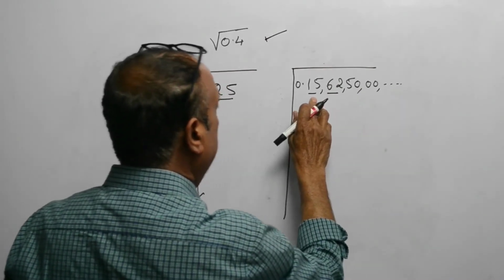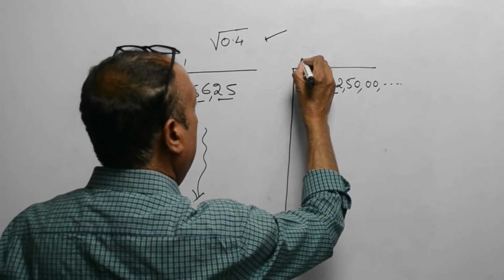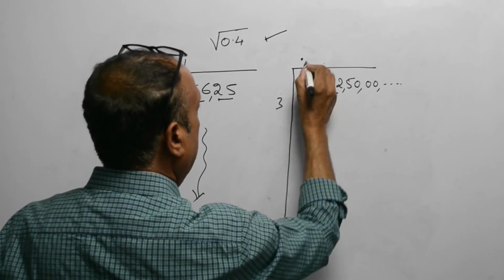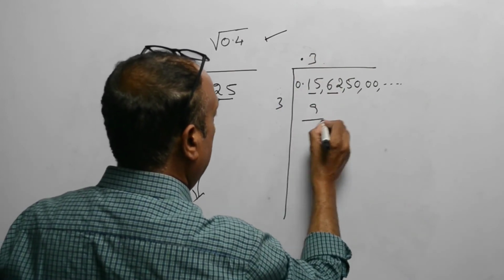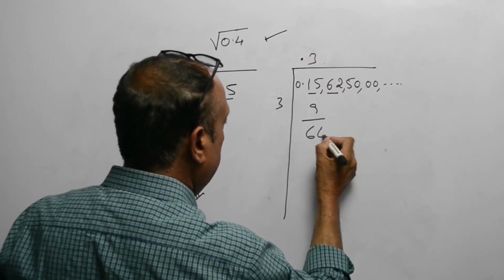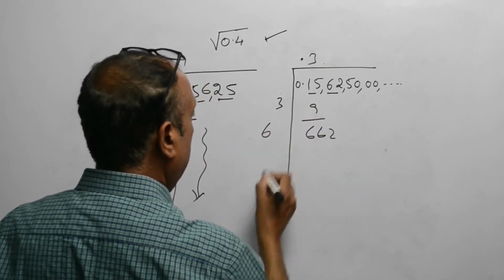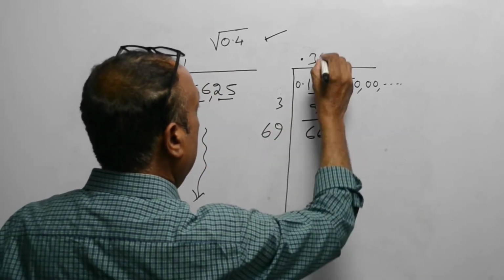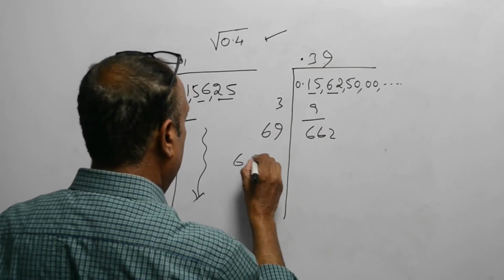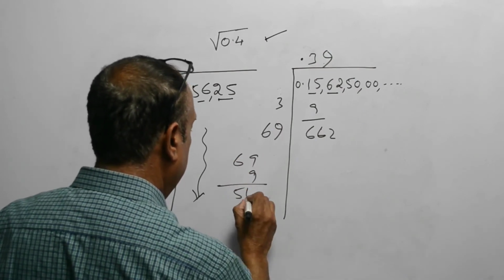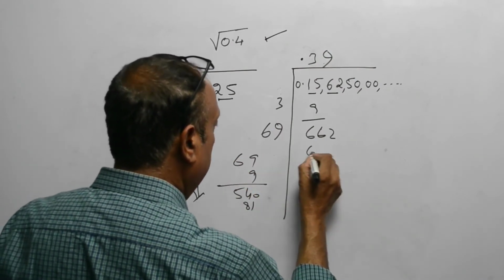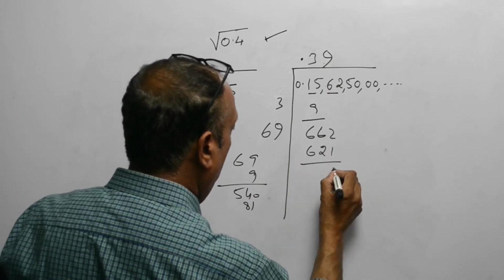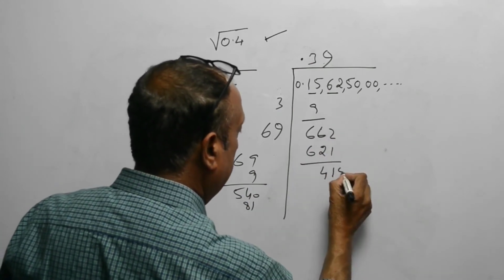So we are starting with 15. A decimal over here. 3 3s are 9, 6, taken down 62. So it is 6. It will go by 9. So 69 multiplied by 9 is 540 plus 81. It is 621. So it is 1, 4, 50 is taken down.